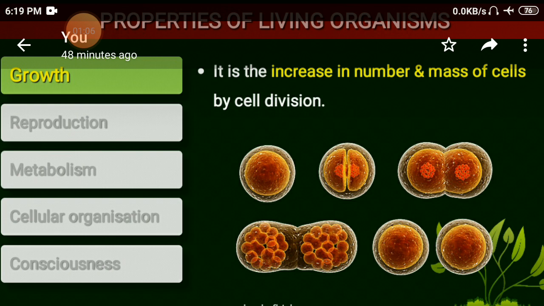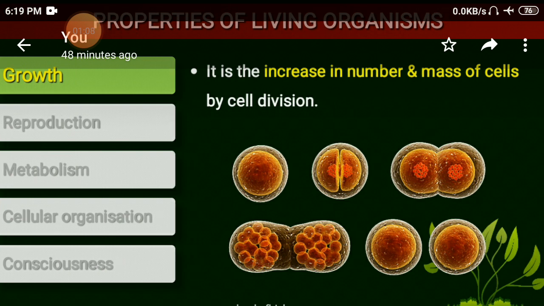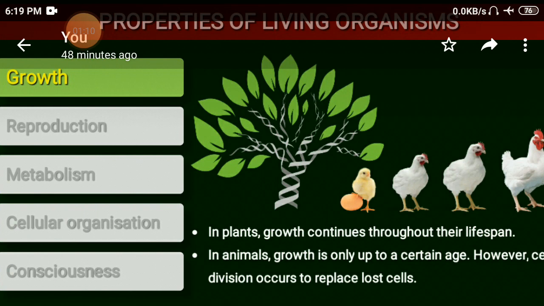There are two types of cell divisions, mitosis and meiosis. In plants, growth continues throughout their lifespan, whereas in animals, the growth is only up to a certain age. But after that, cell division takes place only to replace the lost or damaged cells.